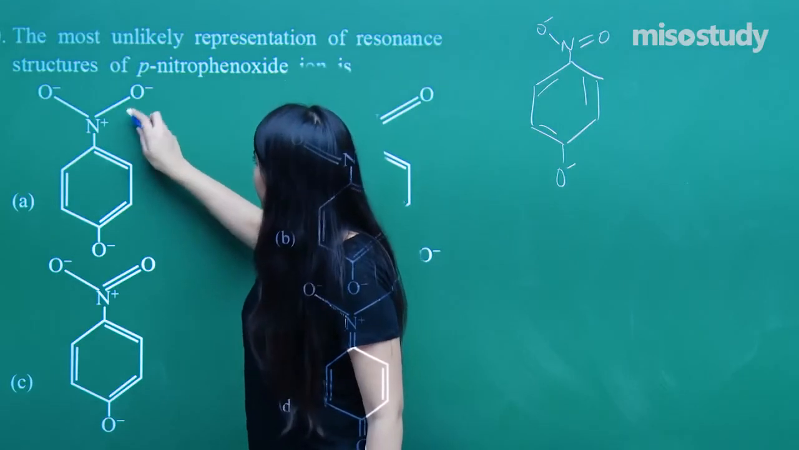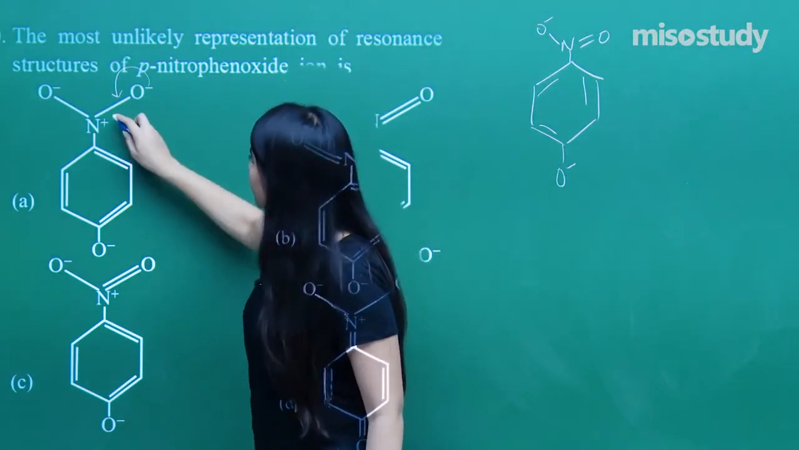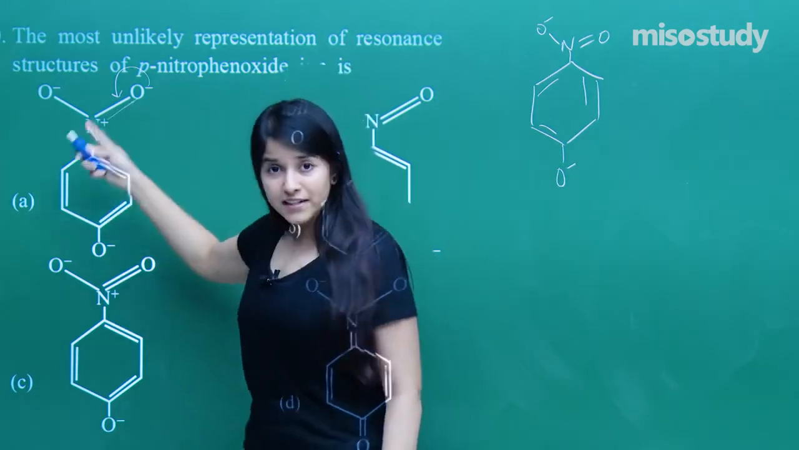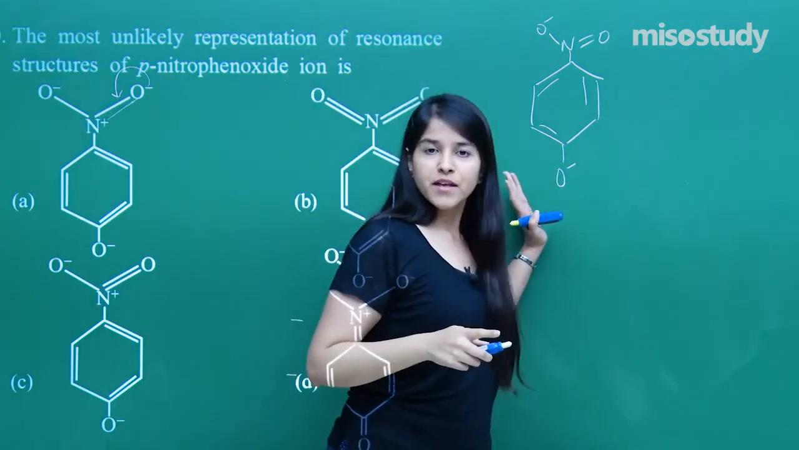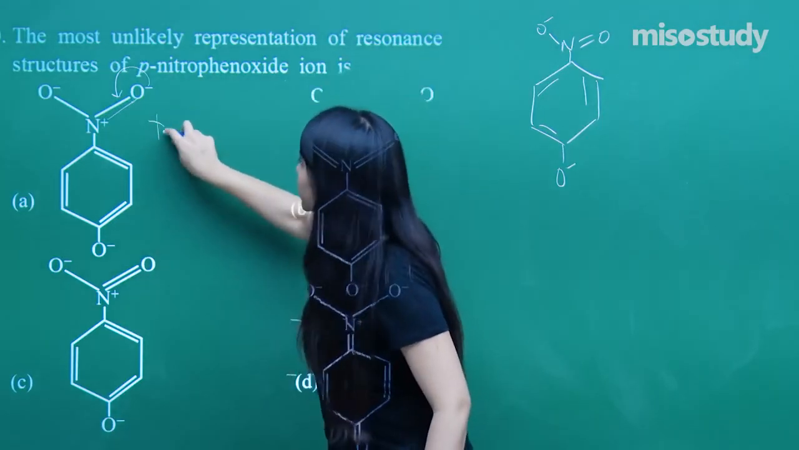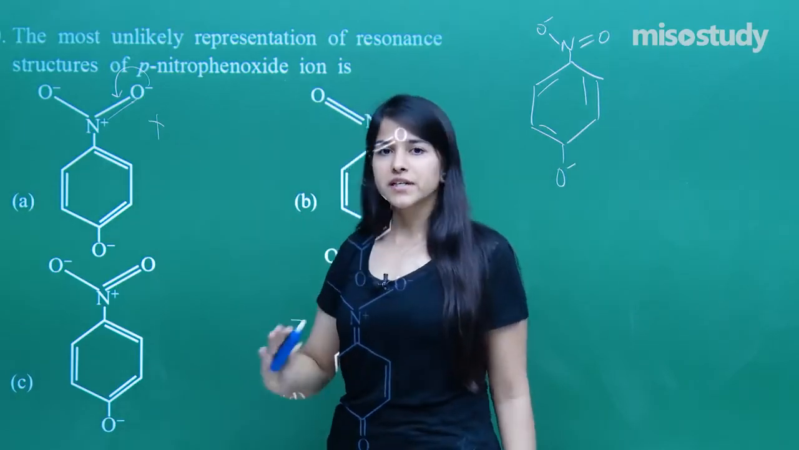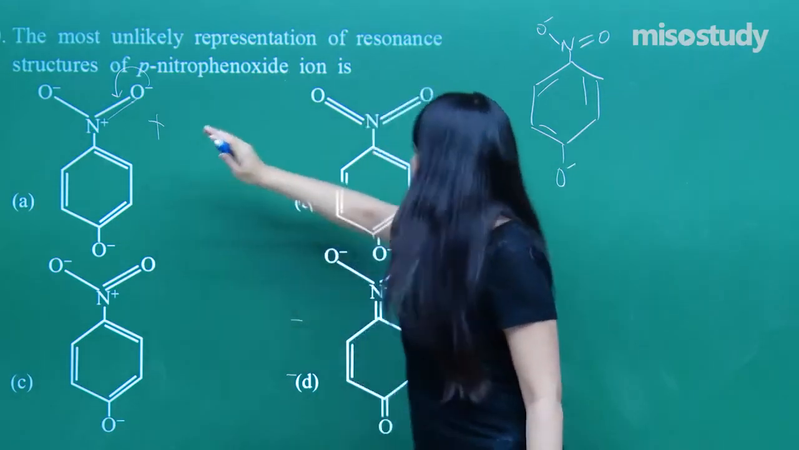If I actually shift these electrons over here, what do we get? Again the phenoxide ion having the double bond. That is what we made over here. So I hope you all are following up. This is a proper representation and this is not the answer.